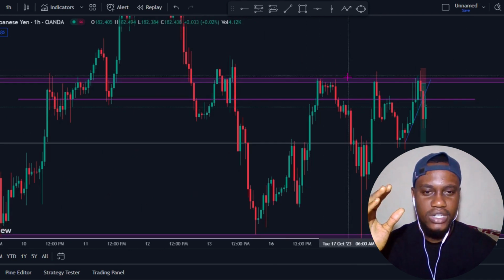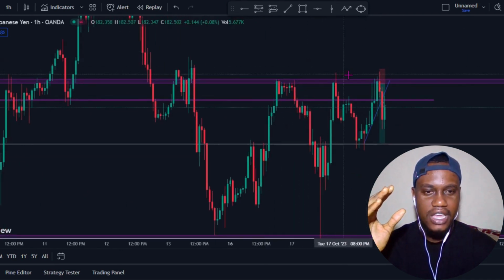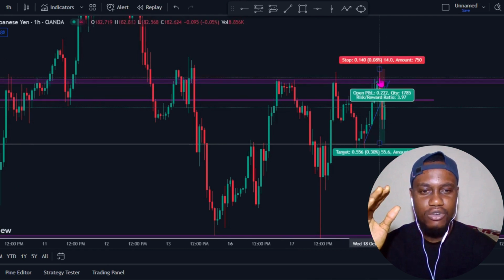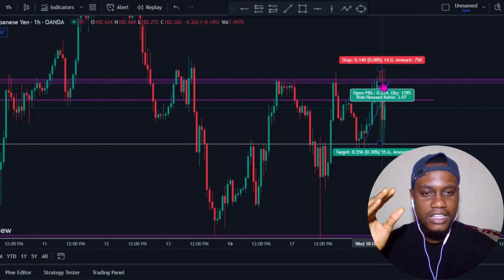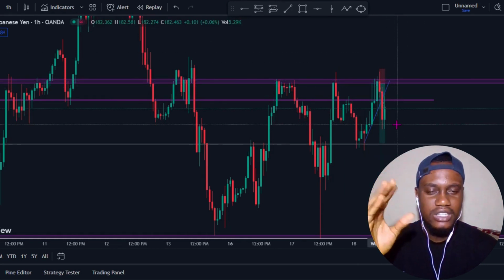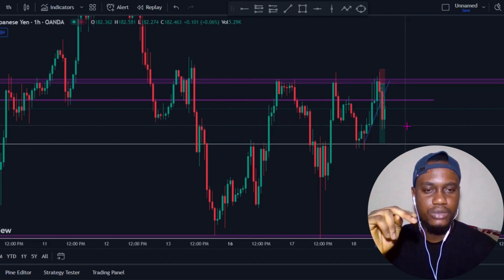I noticed that we're already at our 4 hour zone over here. And what I'm looking for is either a reversal pattern here or a break and retest of this level, then I can buy it. But if I can get a reversal pattern here, I'm going to sell it. So these were the two things I was waiting for.